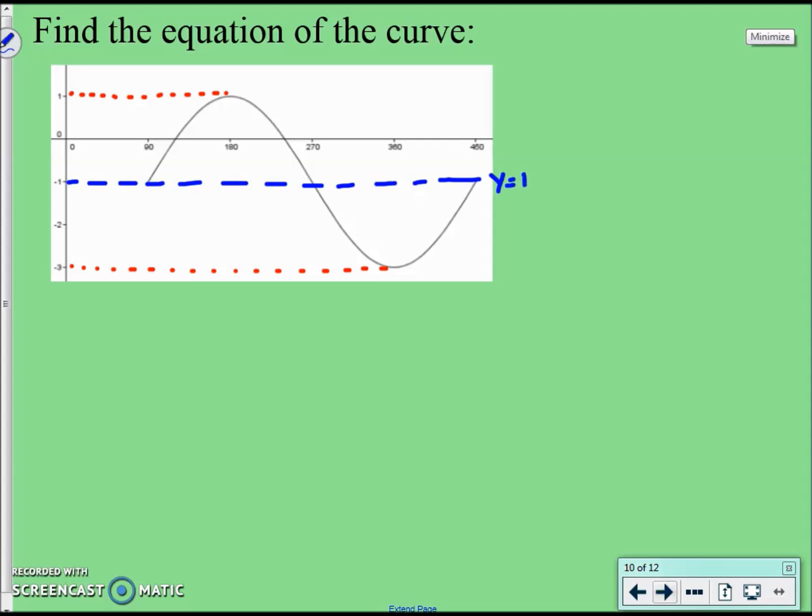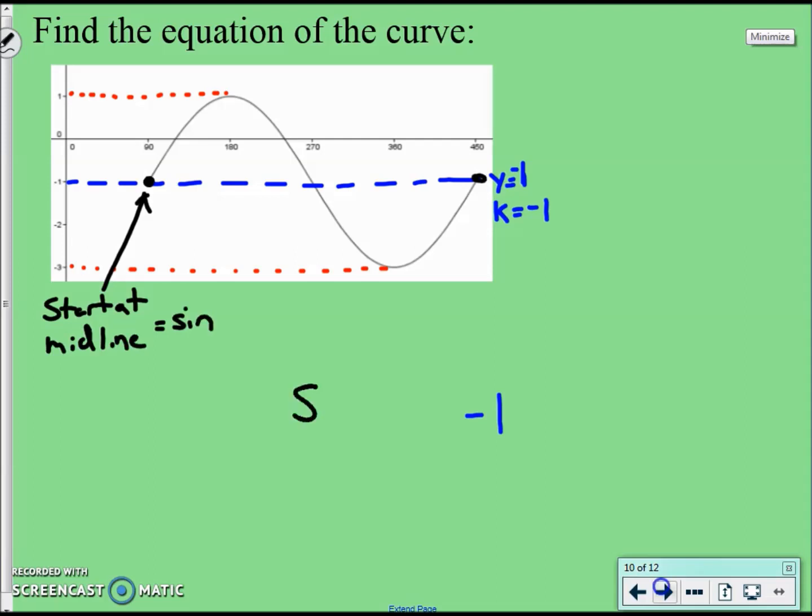That means I have shifted to y equals negative 1. That means my k value is also equal to negative 1. The next thing I need to determine is whether I'm sine or cosine. Well, if I look at this, I start and I finish at the midline. Since I start at the midline, that is a sine function. So now I'm going to write sine of x.